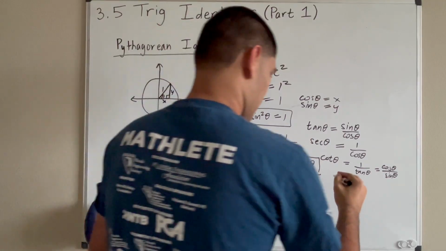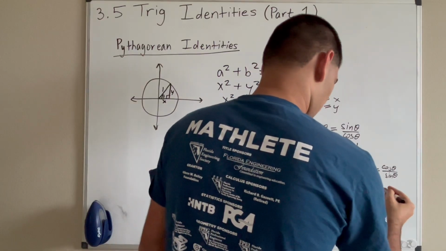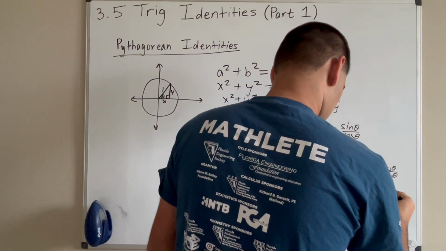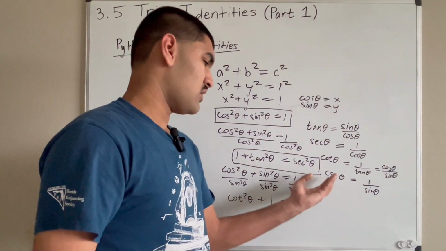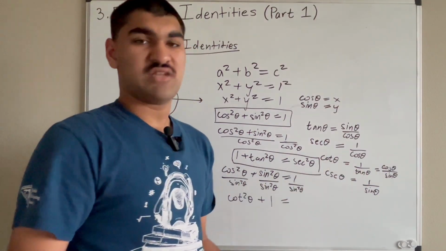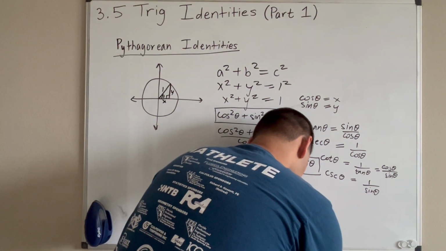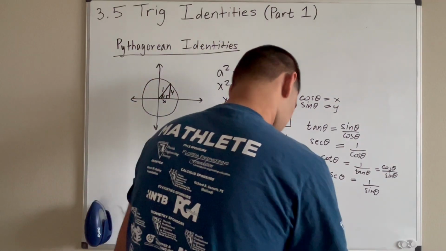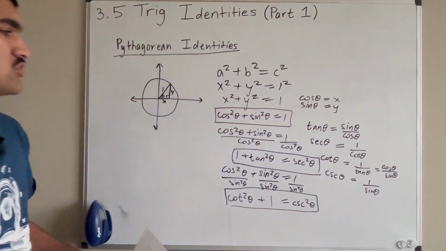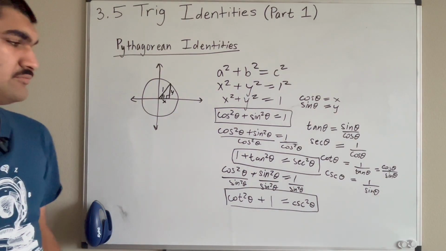And then 1 over sine squared, again, recall that cosecant theta is equal to 1 over sine theta, right? And so then, again, therefore, cosecant squared must be 1 over sine squared. So then this side just becomes cosecant squared theta. Okay, so yeah, these are the three Pythagorean identities.